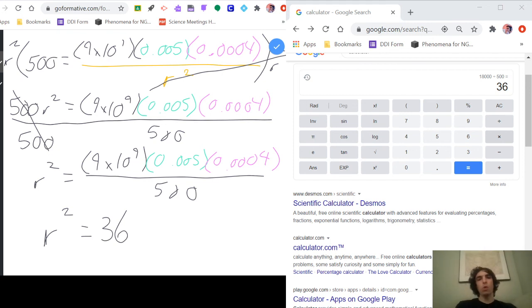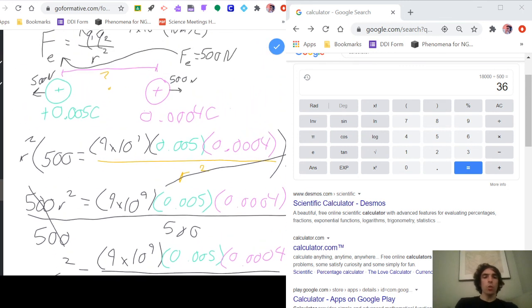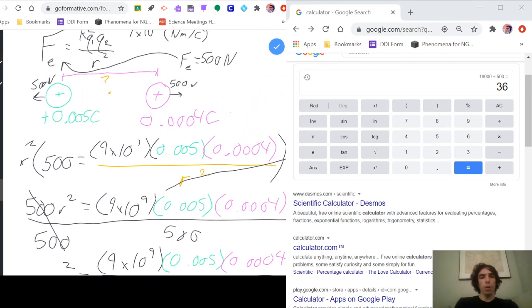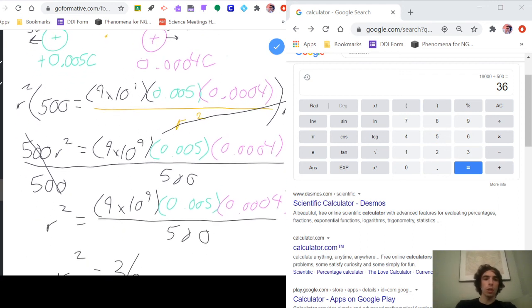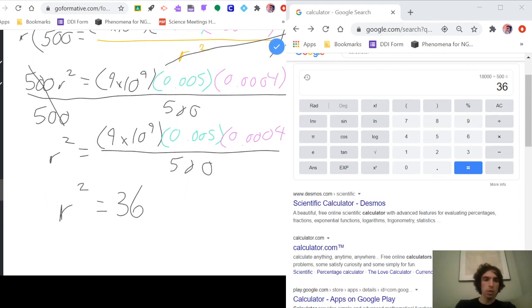Okay, but the question for us wasn't what is r squared, right? We don't really usually care about what the distance squared between two things is. You don't really know off the top of your head, unless you're strange, what the distance between you and school is, or the distance between you and Florida is. We know what the distance itself is, not a distance squared.